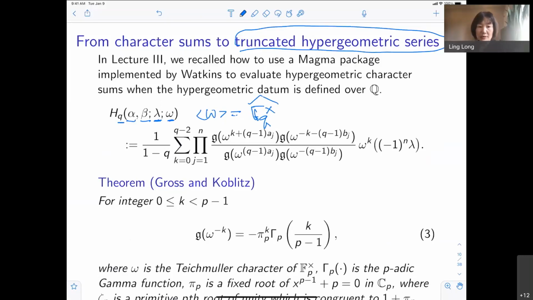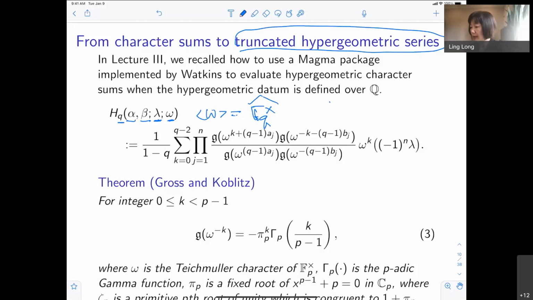And the H_q function, as I mentioned in the second lecture, if alpha and beta are defined over Q, then you can extend the definition to get rid of the fractional part and make it integral, so that it can be used to compute very efficiently.